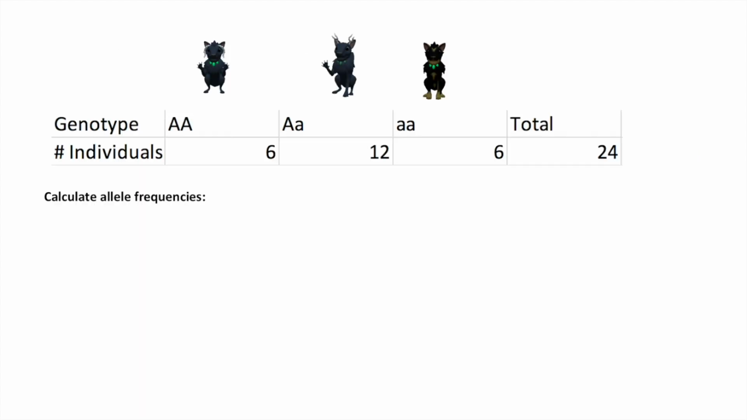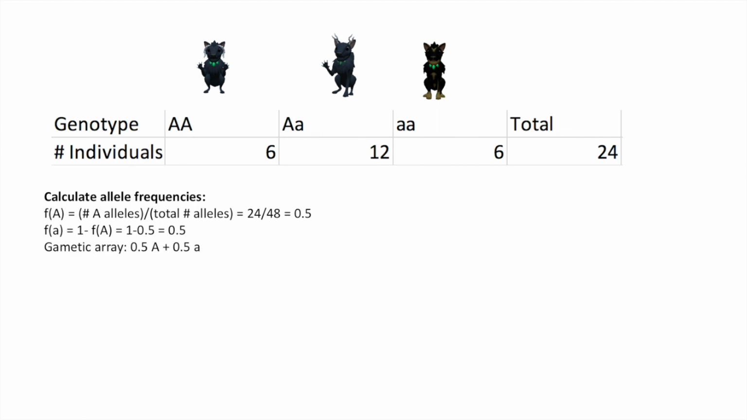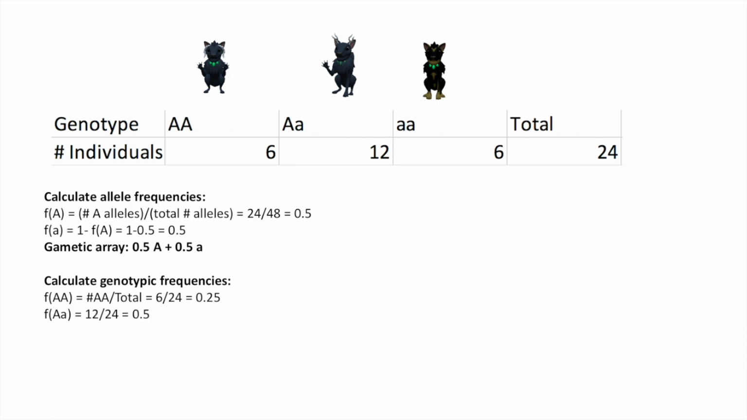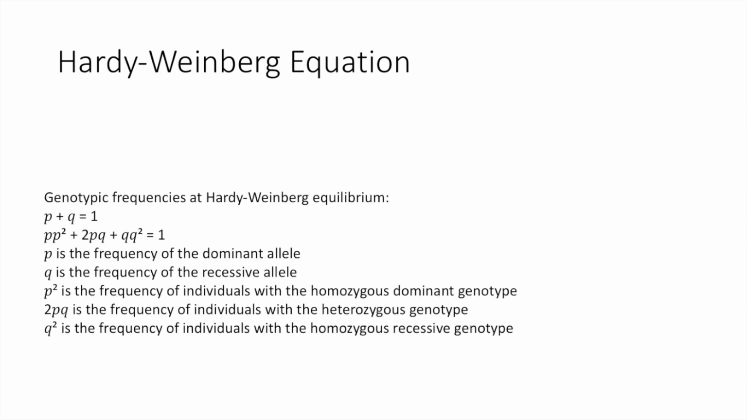In this case, 50% of our alleles are big A, and 50% of our alleles are little a, so our gametic array is 0.5 big A plus 0.5 little a. Our genotypic frequency is 6 out of 24 big A, 6 out of 24 little a, and 12 out of 24 big A, little a. So our genotypic array is 0.25 big A plus 0.5 big A, little a plus 0.25 little a.